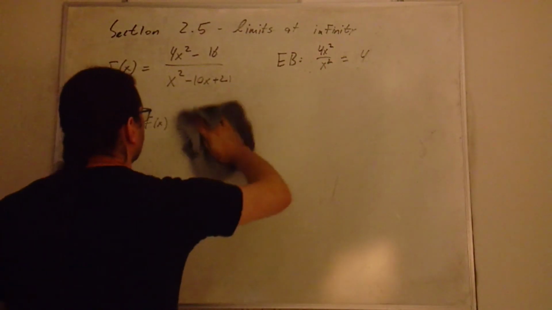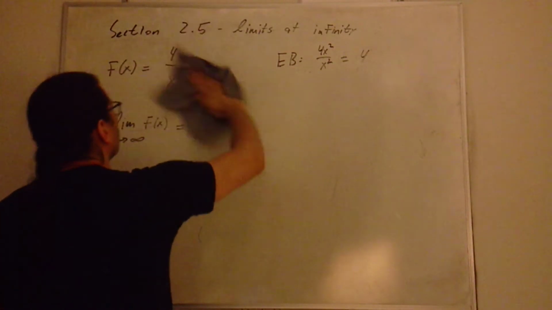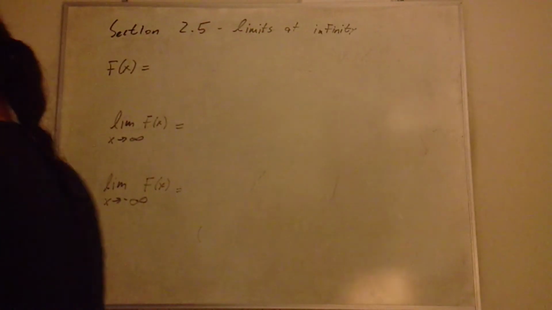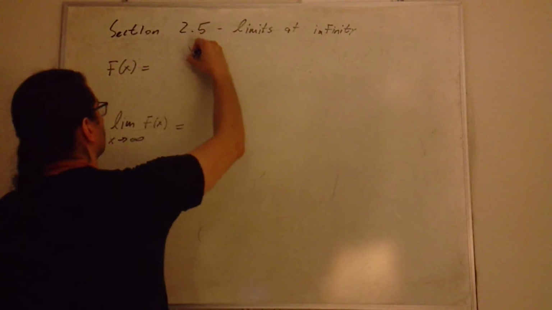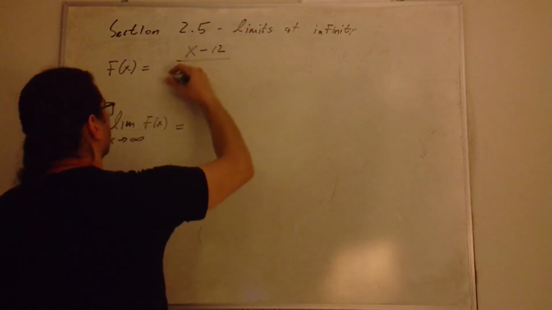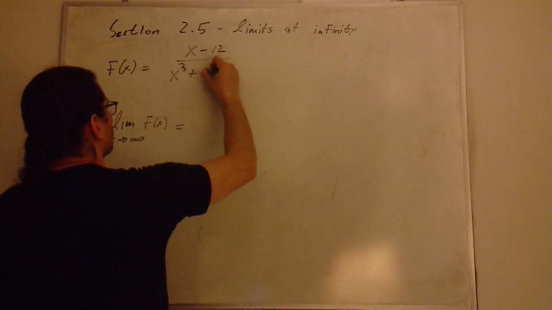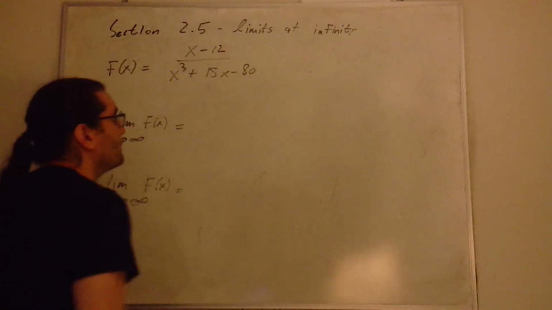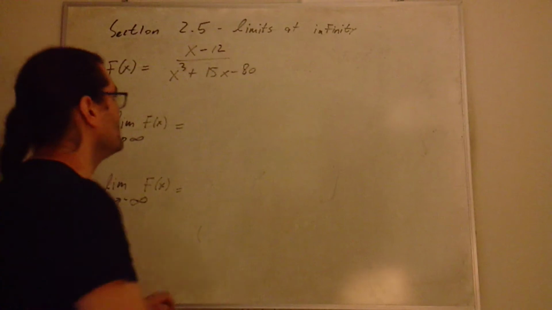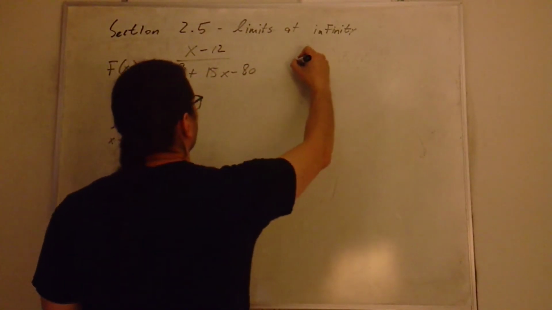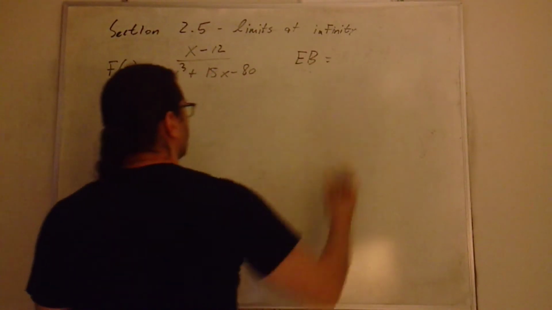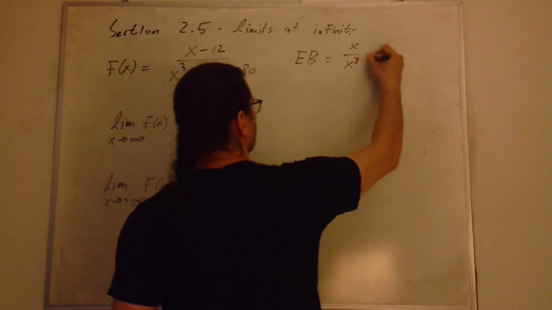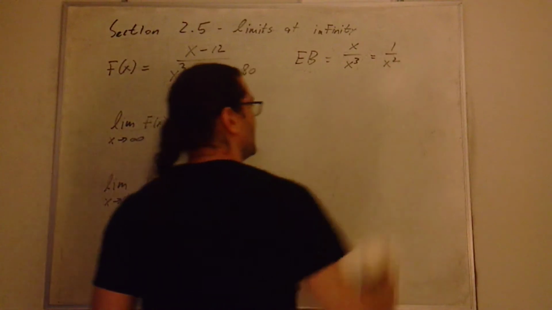If you get different rational functions, like maybe you get something like x minus 12 over x cubed plus 15x minus 80. If you get something like this, then you want to look at the end behavior, and you should see that it would be x over x cubed, which is 1 over x squared.